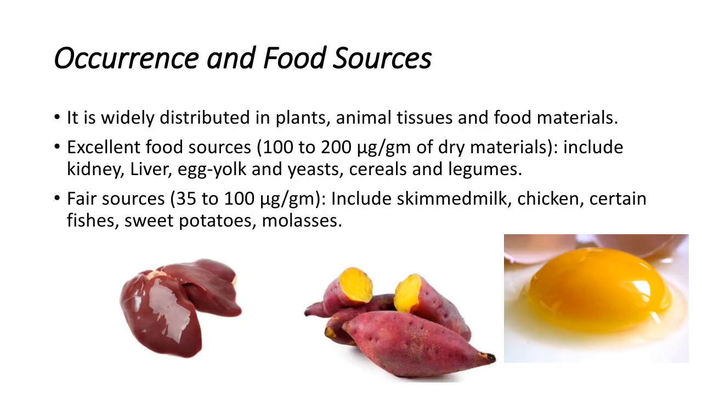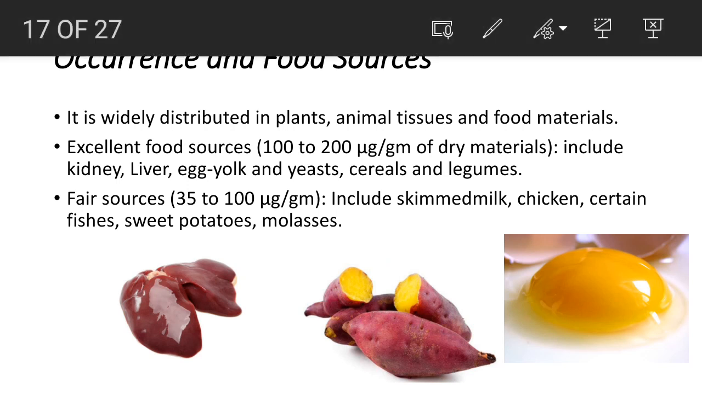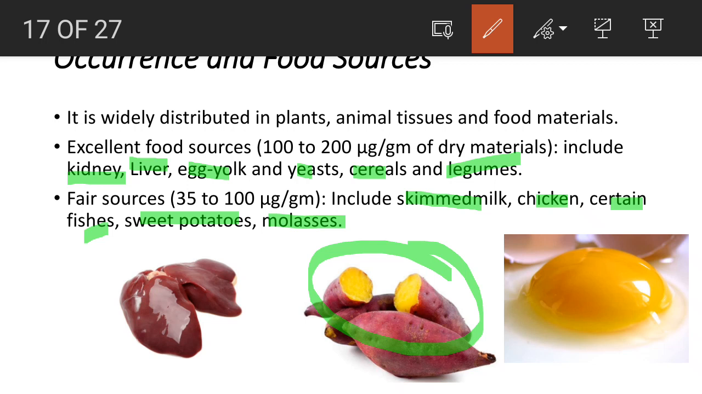Moving on to the occurrence and food sources. It is widely distributed in plants, animal tissues, and food materials. Excellent food sources include kidney, liver, egg yolk, yeast, cereals, and legumes. Fair sources include skimmed milk, chicken, certain fishes, sweet potatoes, and molasses. So these are those food sources which provide us with vitamin B5 in fair amounts.